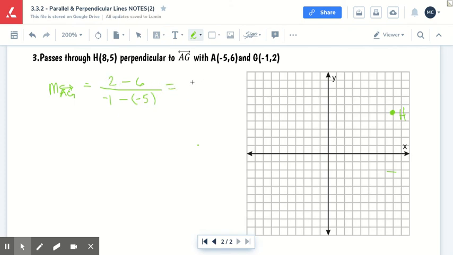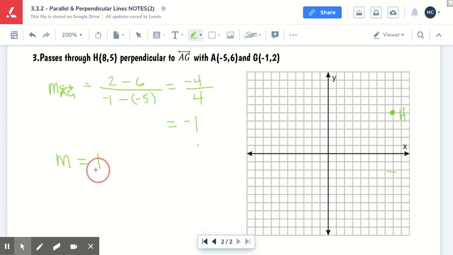So on top, 2 minus 6 is -4. On the bottom, -1 minus a -5. That's the same as saying -1 plus 5. So that would be a +4. So my slope for line AG is -1. So that means the slope of the line that I'm trying to draw is going to be the negative reciprocal of -1. So negative reciprocal means it's going to have the opposite sign, so it'll be positive instead of negative. And the reciprocal of 1 is just 1 still.